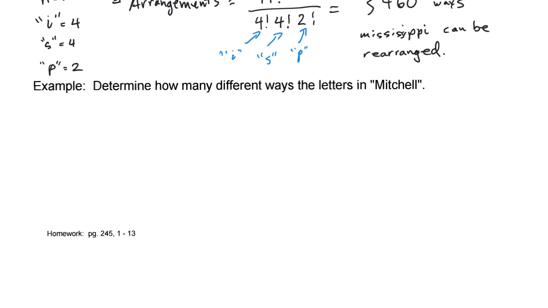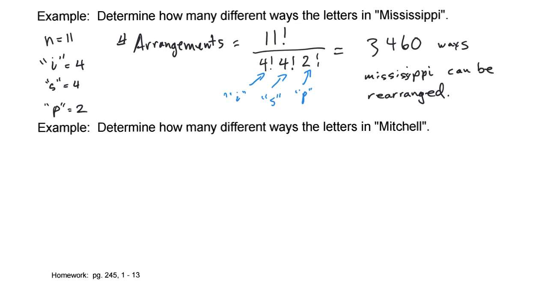I want you to determine how many ways the letters in Mitchell can be arranged. First of all, pause the video and then see if you can come up with a solution and try to use what we know from before. Okay? Then unpause the video and see if you get the right answer. So the number of letters is 8. L is 2. And there should be no more letters that are the same. So you're going to get the following.